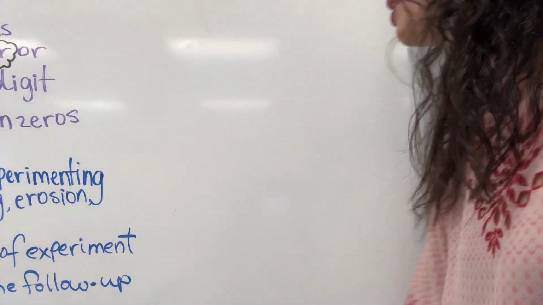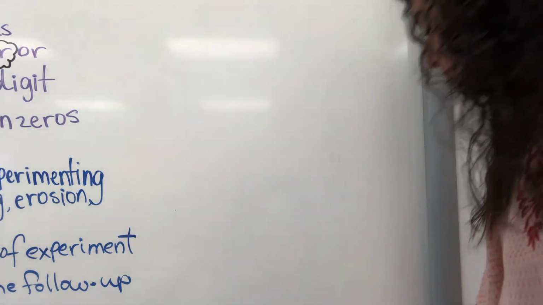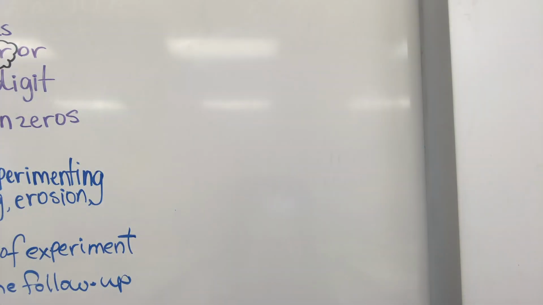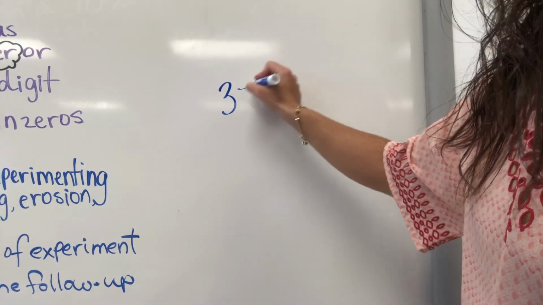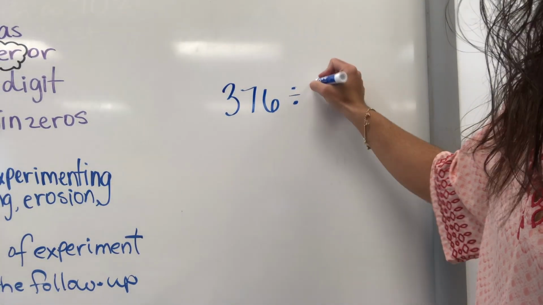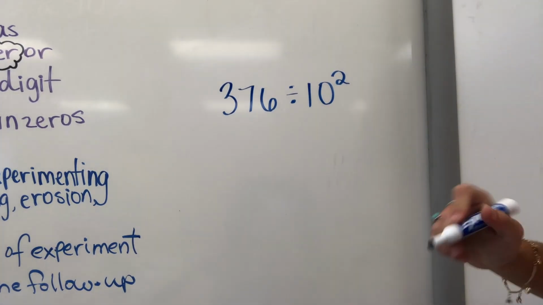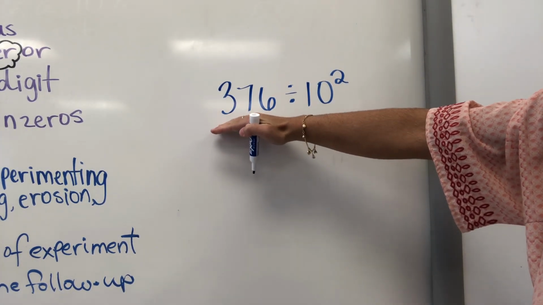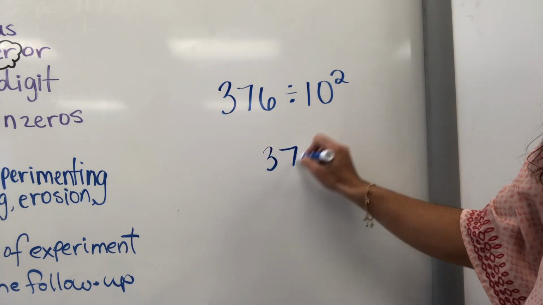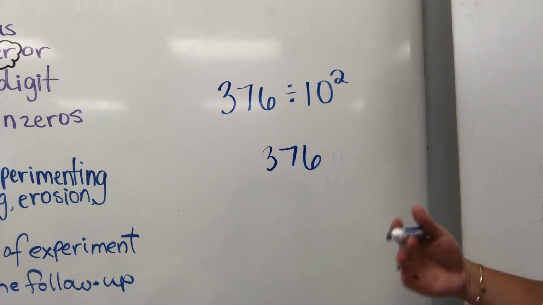Let's look at multiplication and division. The two operations have different rules. If I'm going to divide, let's say I have 376 divided by 10 to the second power. Now I'm always going to look at the number that is not my power of 10. So I have 376. I'm going to come down here and write it again. The first thing I'm always going to do is find my decimal.